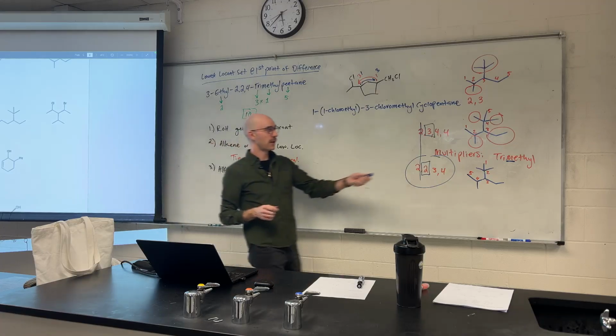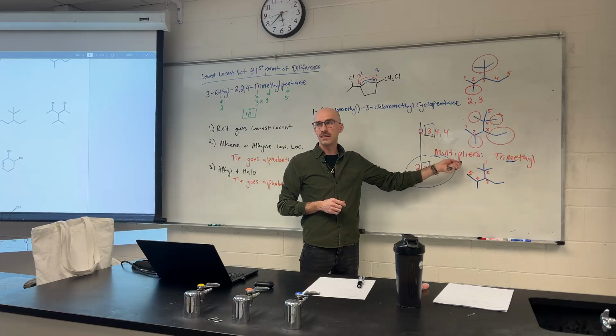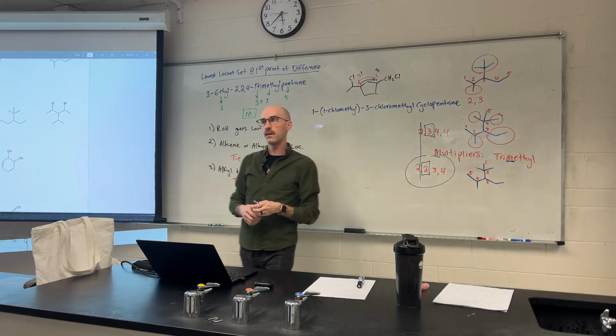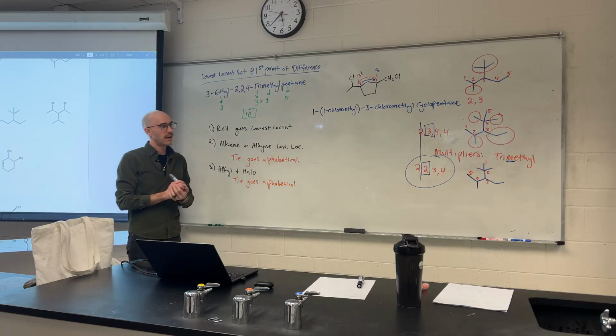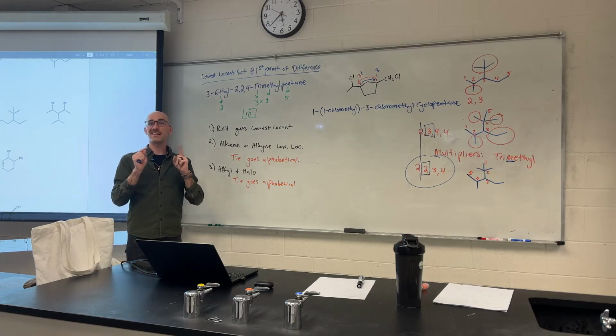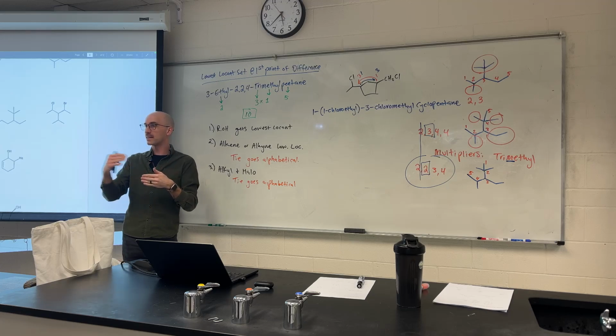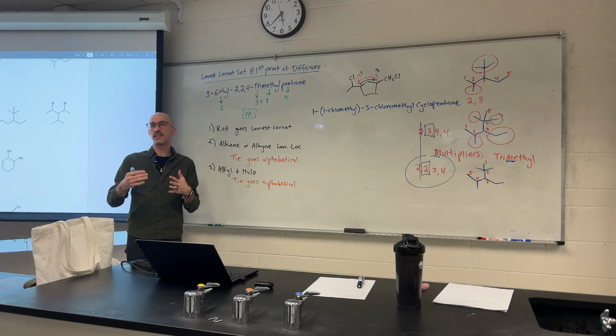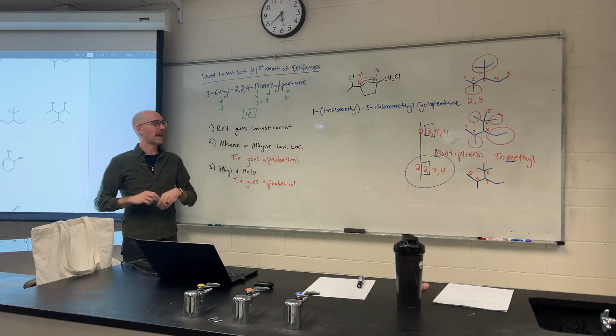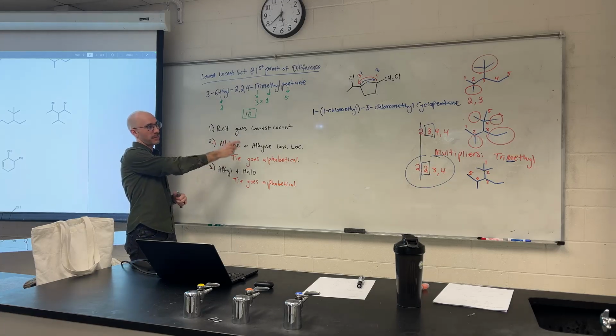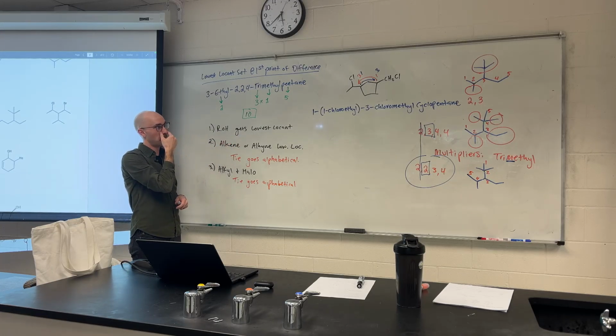This idea of multipliers we'll come back to in later chapters. We're going to come back and hit on nomenclature again. Multipliers can get put into the suffixes too. So you can have things like 1,3-diene, 1,4,6-triol. You can have multipliers that describe those functional groups in the suffixes as well.